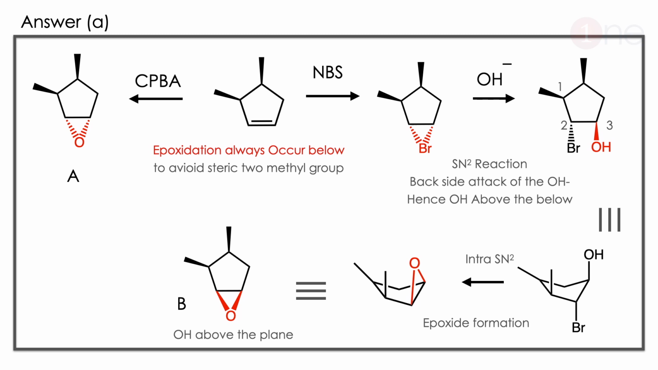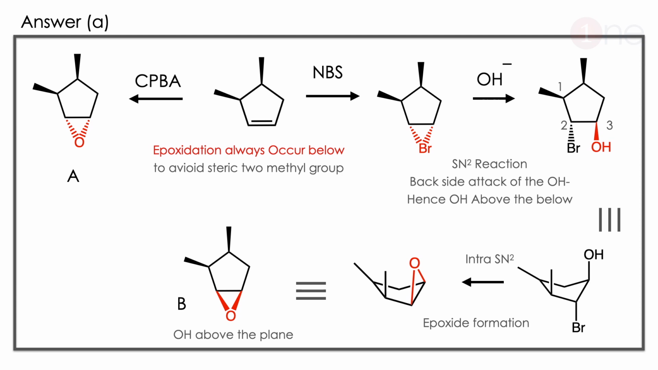The answer is A. Let us see how. The epoxidation always occurs from below relative to the starting material. So if you use peracid, directly it will be below the plane. No problem. It is A. Suppose you are using N-bromosuccinimide. So bromination occurs on the back side. So bromine forms below. Then we are using the base NaOH.